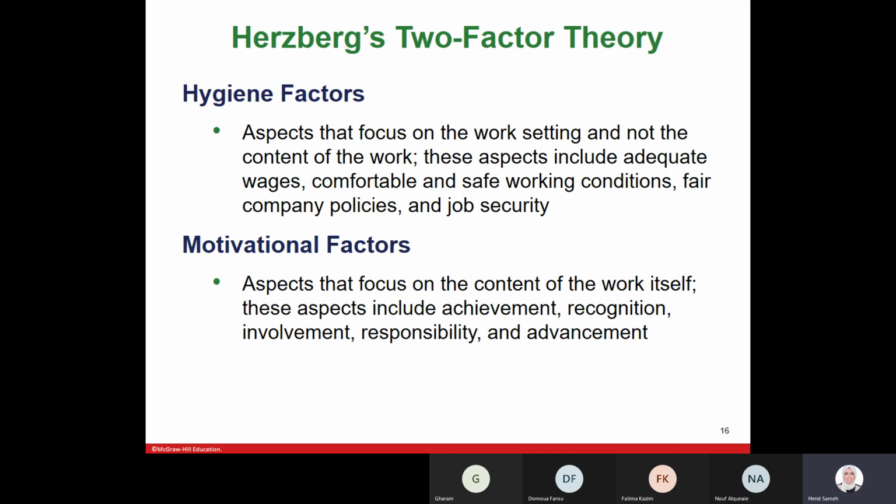The work setting, not the work content. The work content is different. By the way, these factors, Herzberg called them hygiene factors.